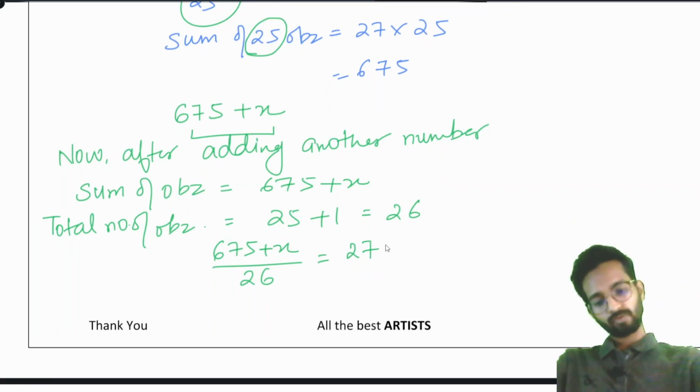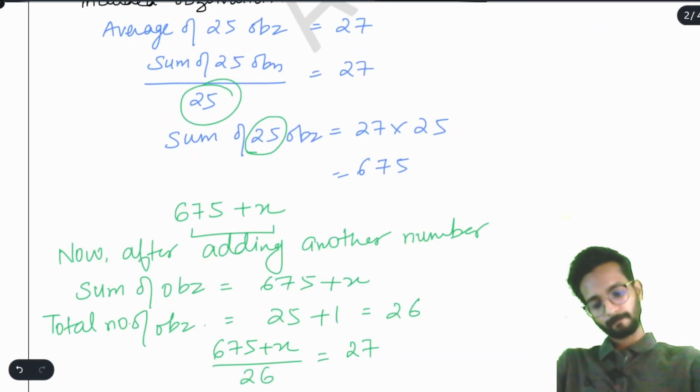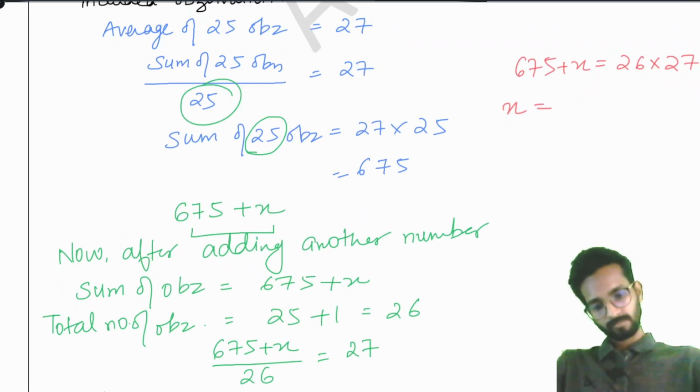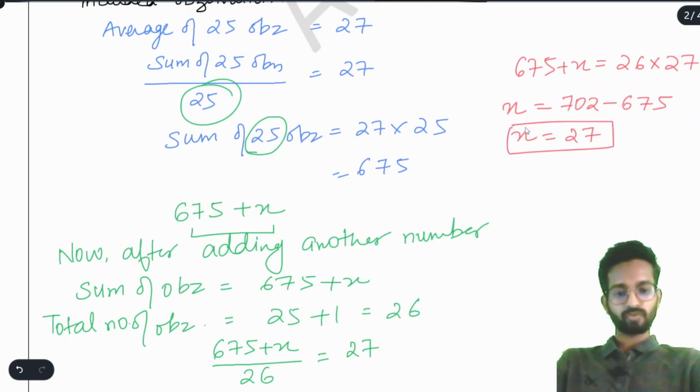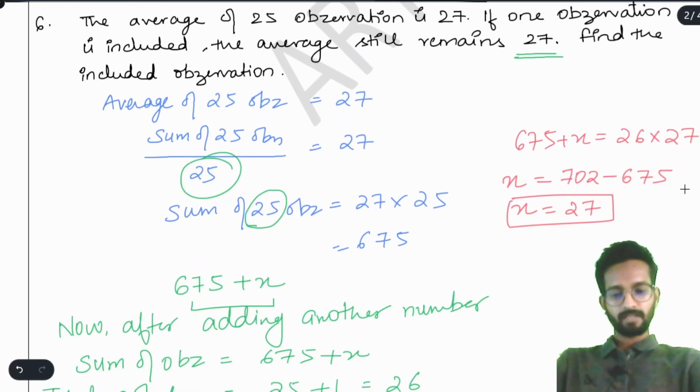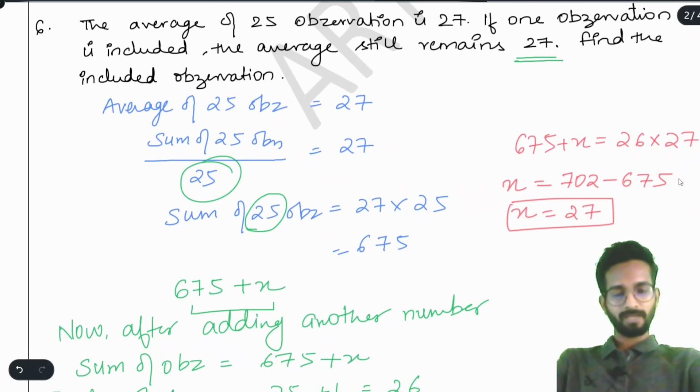If the average remains the same, it will be 27 only. Simple. If it is 27 only, then I can write here that 675 plus x is equal to 26 into 27. Now x is equal to 702 minus 675, that is 27. So you can say the number which is added is 27. See, I'll tell you, the number has to come 27 only. It is mere common sense.